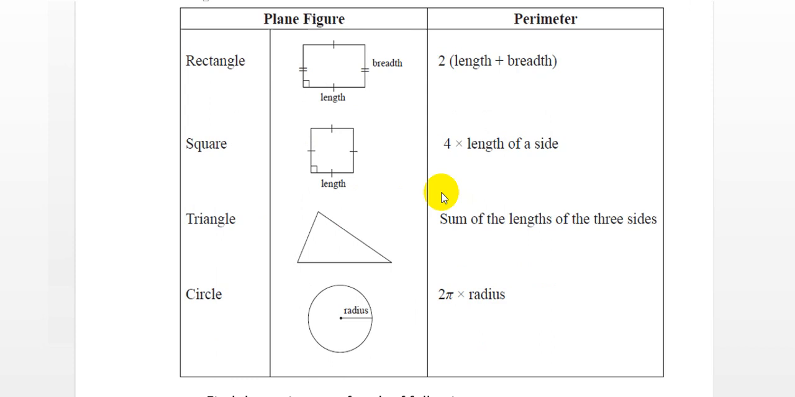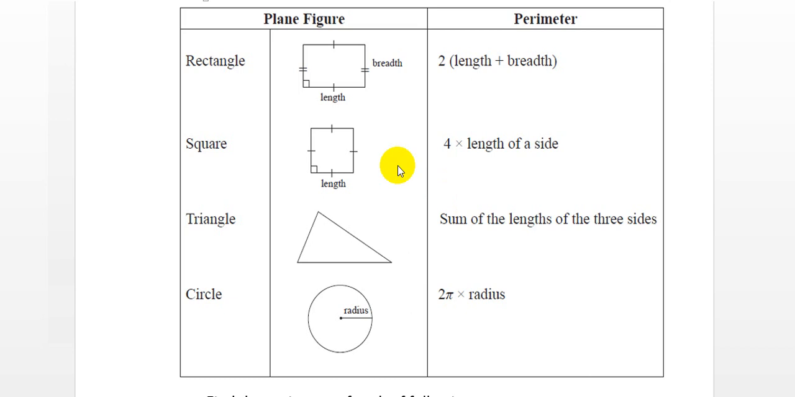These plane figures you have already studied in your previous grades, so it is just a recap for you to memorize for the upcoming lessons.